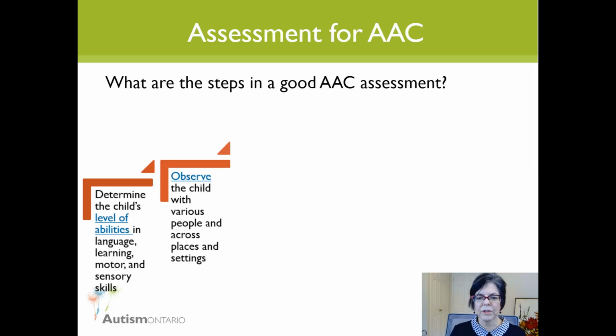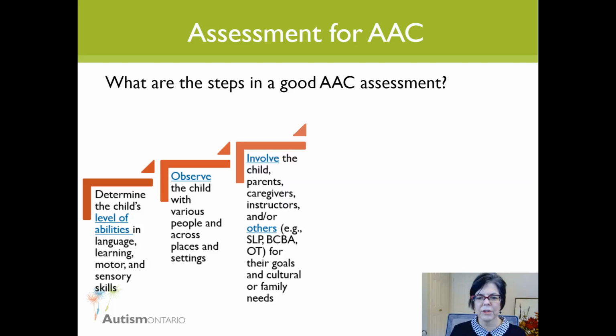Okay, so the third step is that you involve your child, parents, so a team, and others, so your broader team, and you're going to talk about your goals, your wishes, your hopes for your child or your student. And this is where you're going to assess cultural values and things like that.